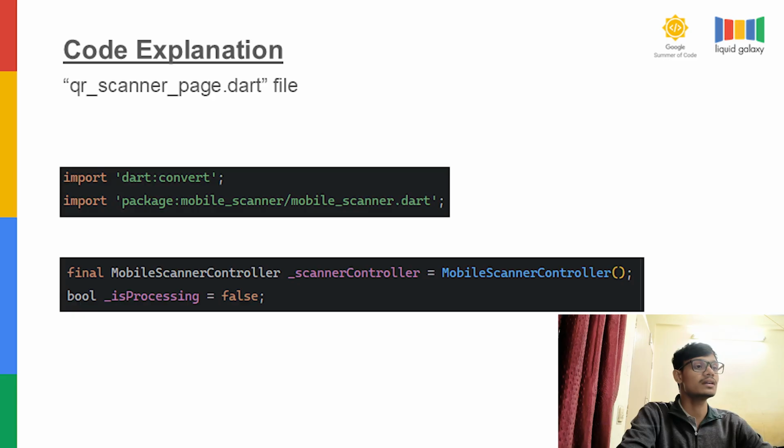Now coming to the qr_scanner_page.dart file. The mobile scanner package provides real-time scanning using the device camera. The dart:convert library is used to decode QR data from a JSON string into usable objects. The scanner controller manages camera access, the scanning lifecycle, and stopping the scanner once valid data is detected.